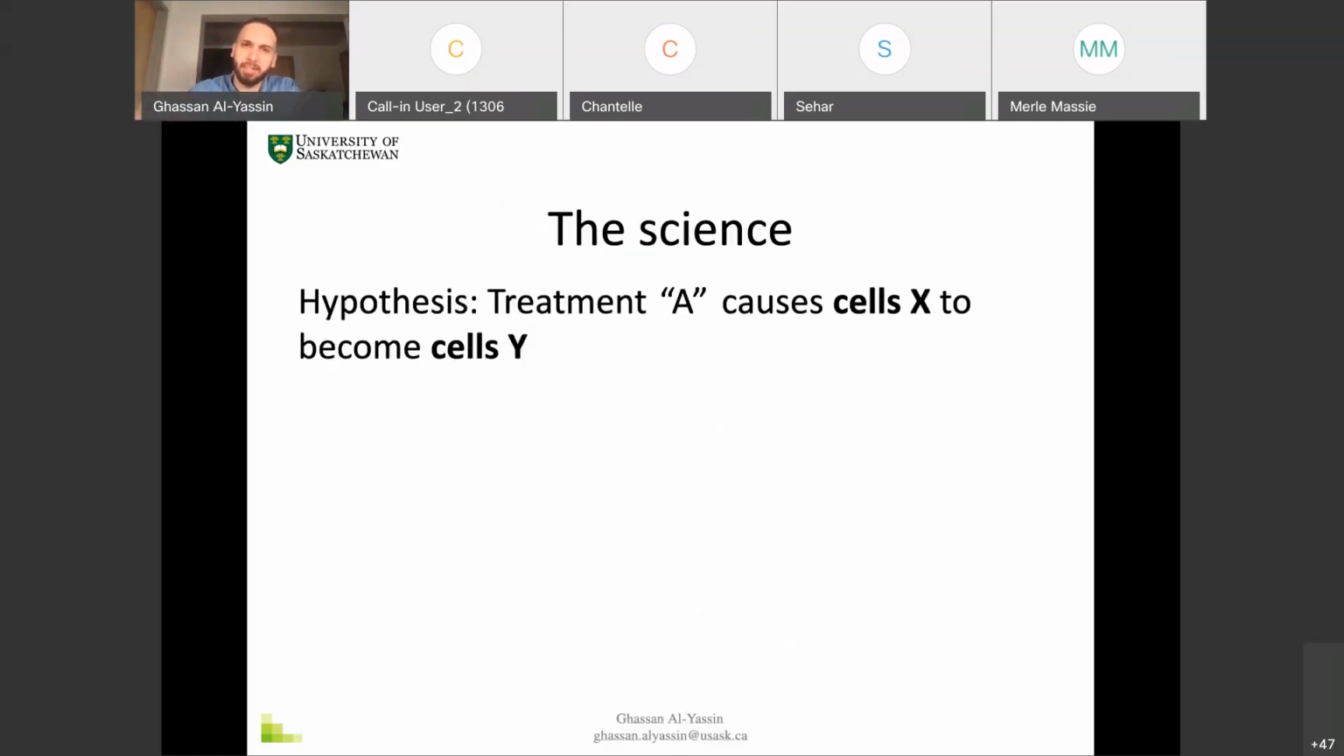There is a treatment, doesn't matter what it is, let's call it treatment A. If you use it on cells, let's call them X, these cells go from being X to being Y. These cells Y are important for various reasons.